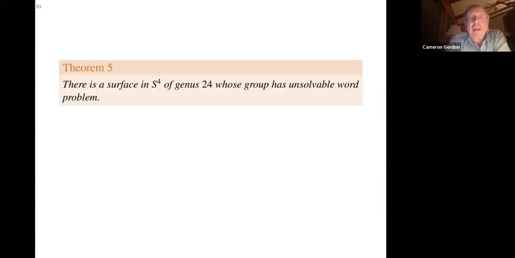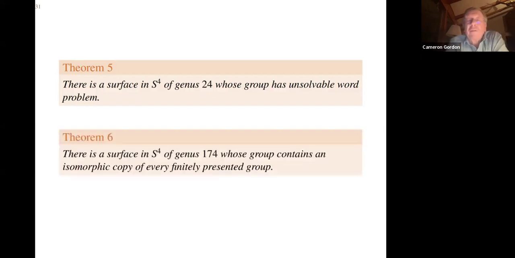Finally, let me just mention this in passing as a kind of joke. There's an amusing consequence of some of the stuff we do here: there's actually a surface in S4 of genus 174 whose group contains an isomorphic copy of every finitely presented group. So that's an interesting surface, right? Of course, the heavy lifting is done by Higman's theorem, but let me skip over that. Okay, so let me start going towards the proof of Theorems 1 and 2.